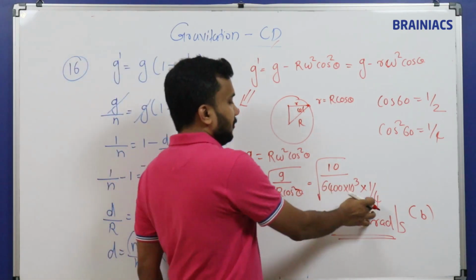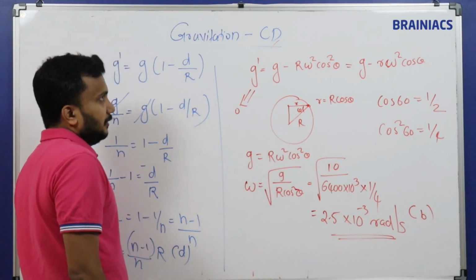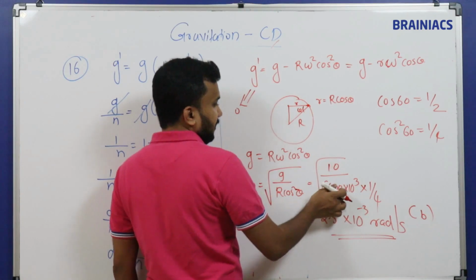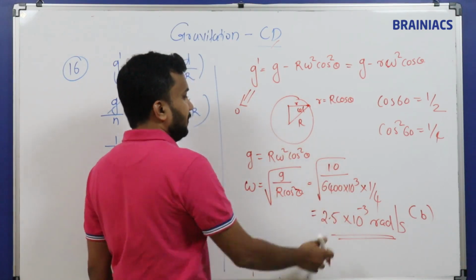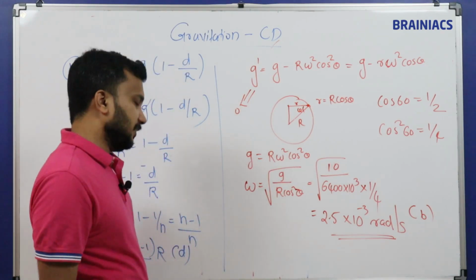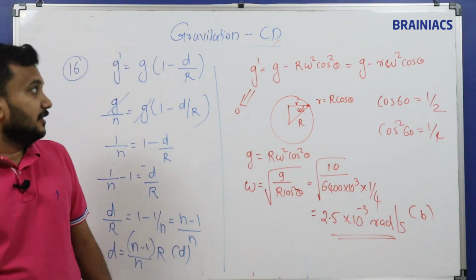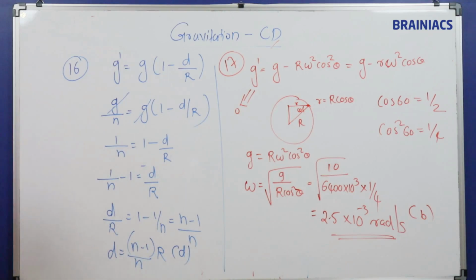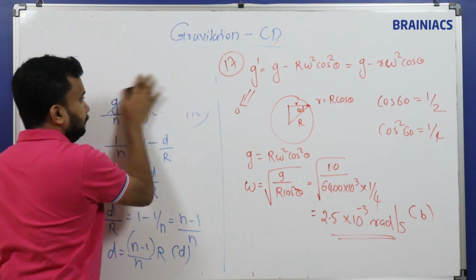This 4 and this 4 get cancelled, 10 by 16 becomes 5 by 8, which you can solve. Those two zeros will be there, and 10 power 5, which you can make as a factor of 4 and take the root of 6.25, giving 2.5. So 2.5 into 10 power minus 3 radians per second. This is the 17th, I forgot to mention the number. Great. Let's move to the next question, question number 18.